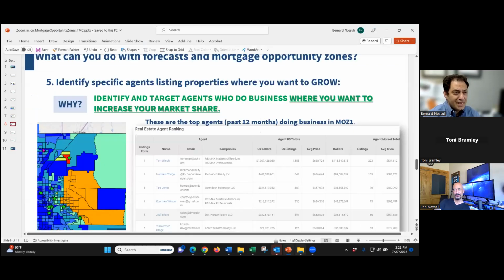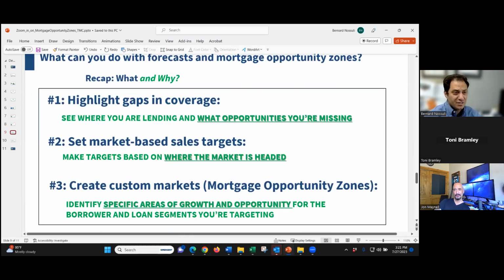Essentially, let's recap at this point. And if there are any questions in the chat, John, make a note so that we can address those. But the idea is, what can you do with forecasts and mortgage opportunity zones as we zoom in? One is highlighting the gaps in coverage. So again, it's where you're lending, but more importantly, maybe where you're not lending. What opportunity are you missing? Especially in this market where a lot of lenders may not be growing or entering new markets. The idea is to get the most out of your existing markets where you're already spending your resources today.